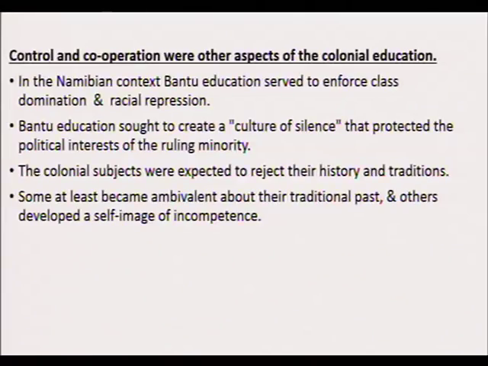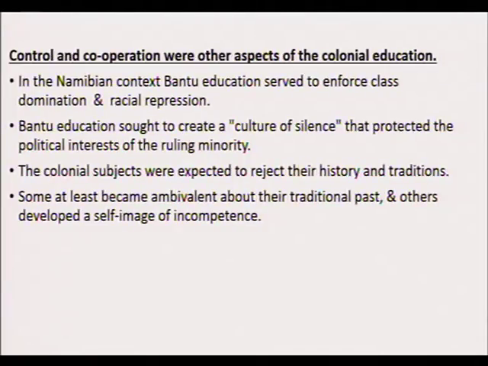Now, in this sense, how did they control the indigenous people with the colonial education? So we look at the title of this next slide, which says control and cooperation were other aspects of the colonial education. In the Namibian context, Bantu education served to enforce class domination and racial repression. This education sought to create a culture of silence that protected the political interests of the ruling minority.